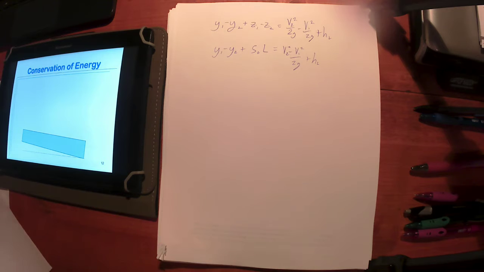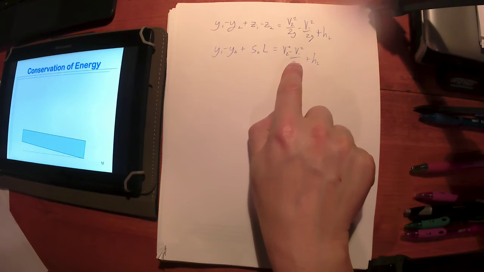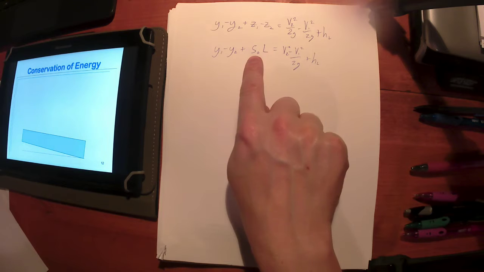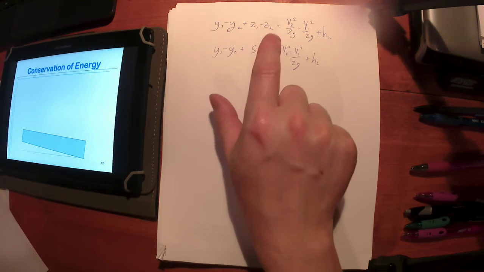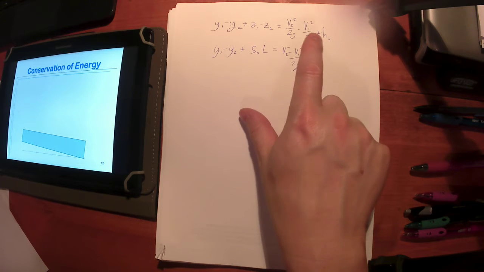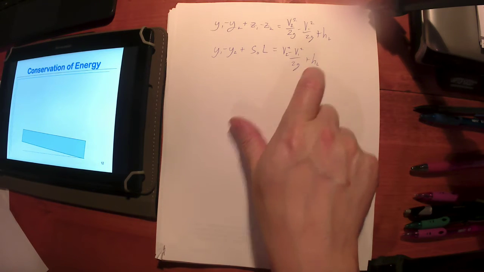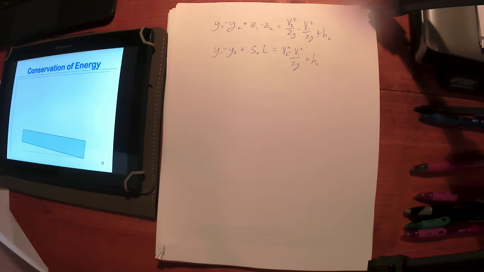So as the depth changes, the kinetic energy changes, as the bottom slope changes, and as the head loss changes. These are the four factors: the depth, the elevation change, the change in kinetic energy, and the head loss. All interrelate to one another. Okay? Alright.